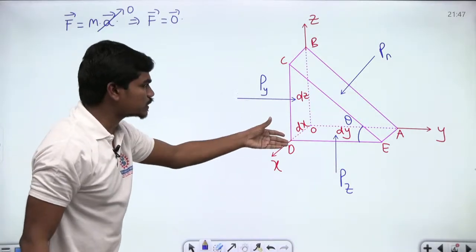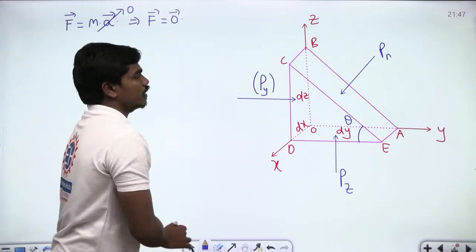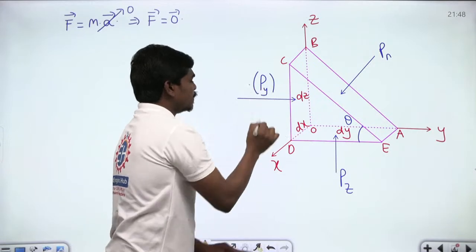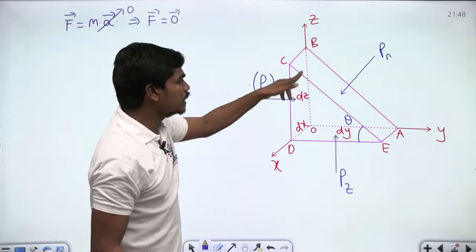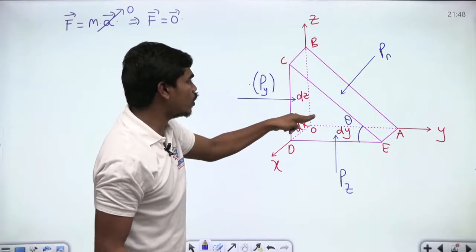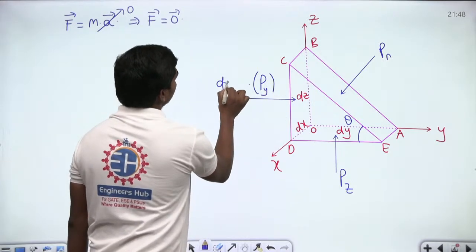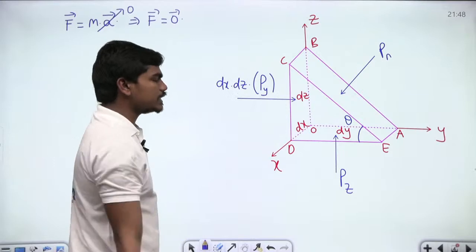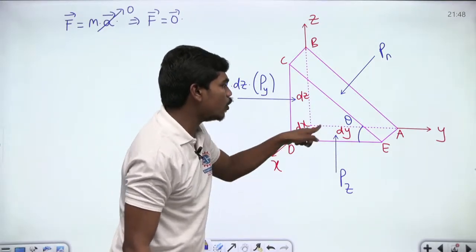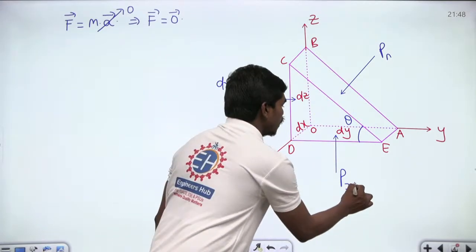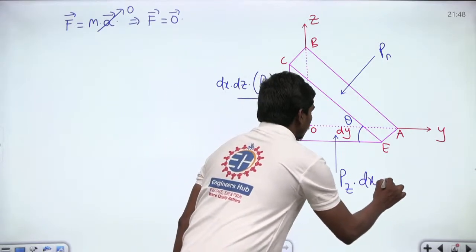Now if you consider the forces that are acting on this prism, look what the forces are. Py into, now this Py is acting perpendicular to the face BCDO, correct? So what is the area of this face BCDO to which this Py is normal? Definitely this dx into this dz. So dx into dz, this is what we can write here, correct? Similarly, what about this Pz? This Pz is acting normal to the plane DEAO. So definitely this Pz into what is the area here? This dx into dy.